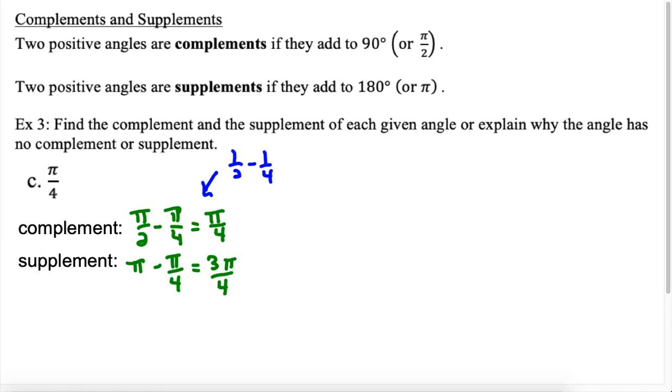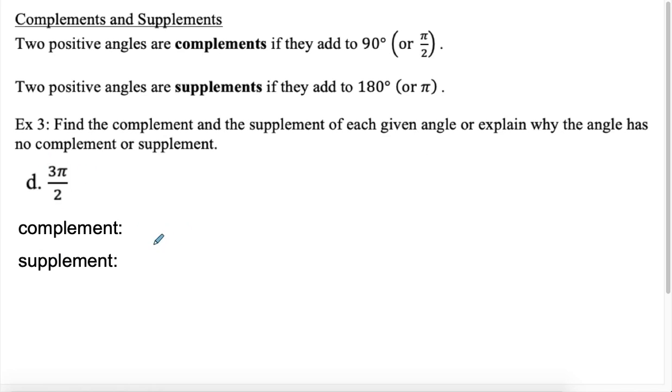All right. And then our final example, 3 pi over 2. Okay, well, I can see that 3 pi over 2 is greater than pi over 2. That means that 3 pi over 2 does not have a complement. I can actually also see that 3 pi over 2 is greater than pi. That means 3 pi over 2 does not have a supplement either. There is not another positive angle that could add to pi over 2 or add to pi with 3 pi over 2.